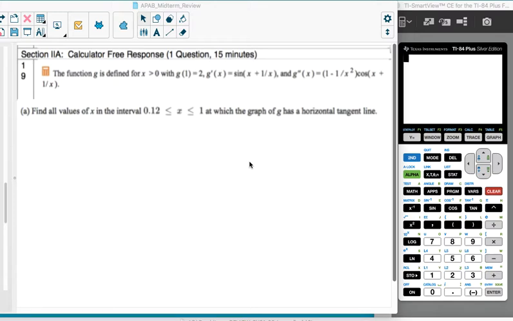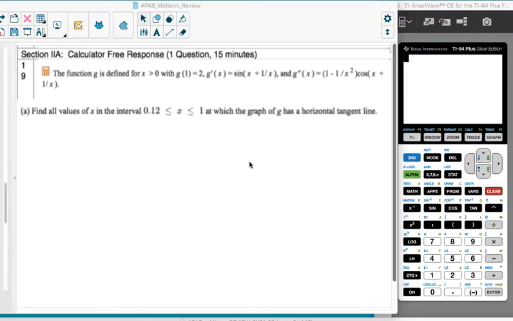All right, this is AP AB Calculus. We are doing the midterm review packet, and this is our calculator active free response, number 19. So the function g is defined for x greater than 0, with g of 1 being 2, and g prime of x being this ugly expression, and g double prime, thankfully they did the derivative for us, being right there. Okay. Find all values of x on the interval from 0.12 to 1, for which the graph has a horizontal tangent line.